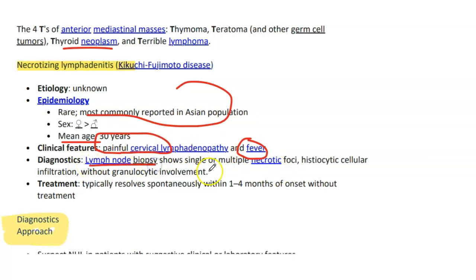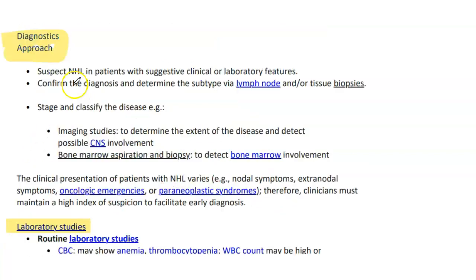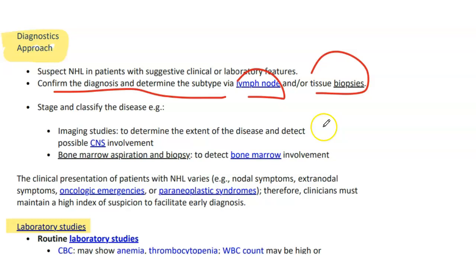Diagnostic: lymph node biopsy shows single or multiple necrotic foci and has histiocytic cellular infiltration without granulocytic involvement. Treatment: resolves spontaneously within 1 to 4 months of onset without treatment. To confirm diagnosis and determine the subtype, lymph node biopsy and/or tissue biopsy. Imaging can be used to determine the extent of the disease and detect possible CNS involvement, and bone marrow aspiration and biopsy to detect marrow involvement.